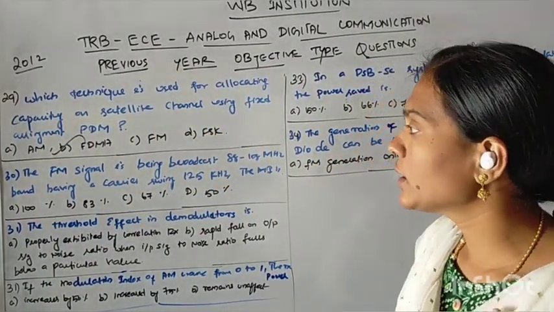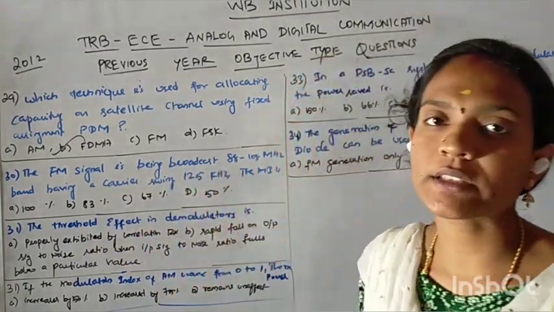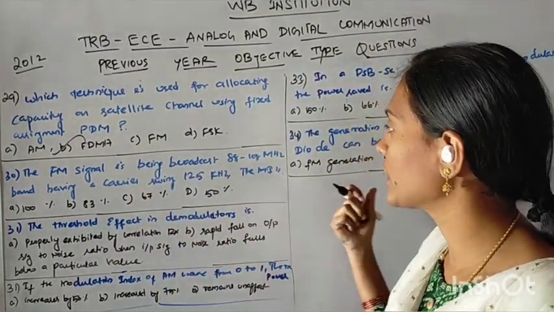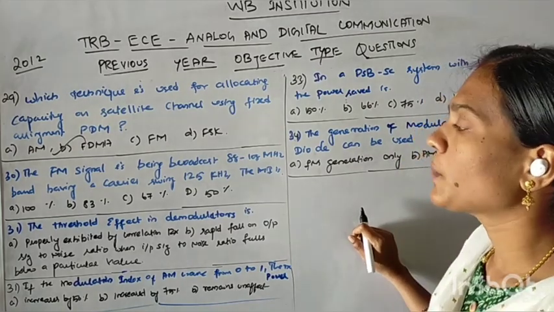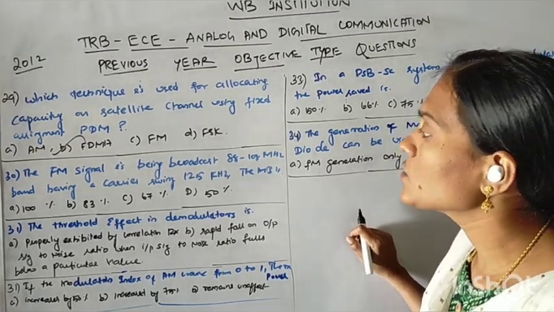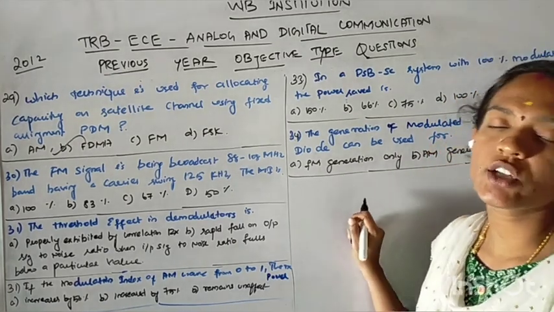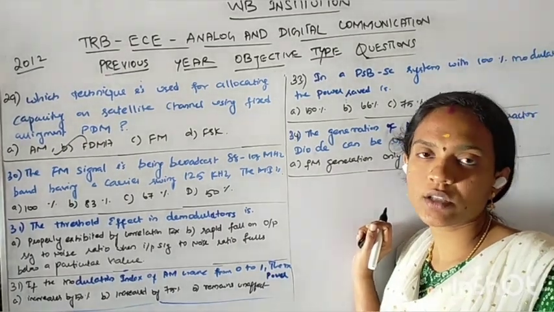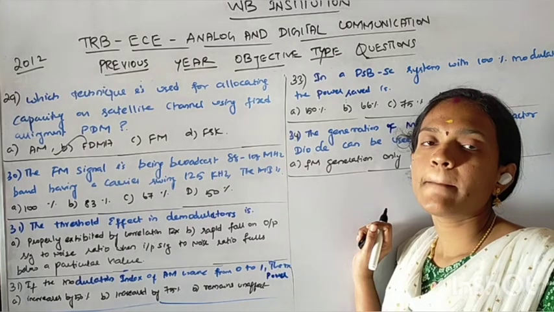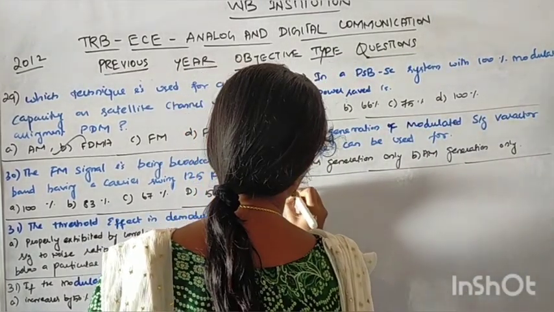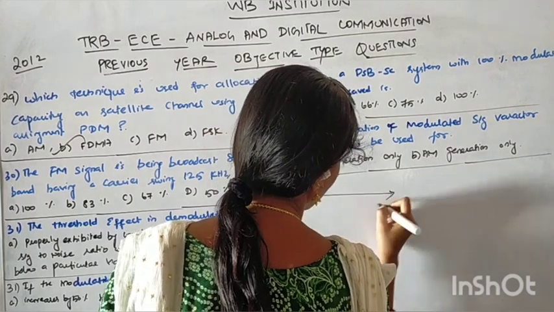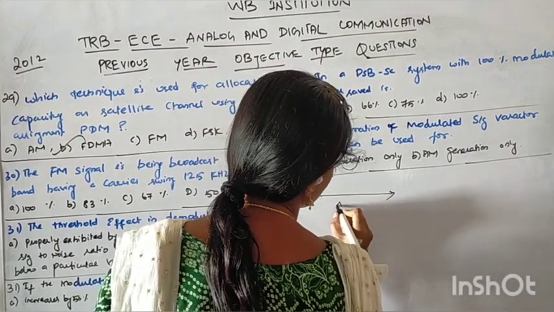So next question: the FM signal is being broadcast. The FM signal is being broadcast at 88 to 108 megahertz, with a carrier swing of 125 kilohertz. They have asked for the modulation index. The modulation index is represented as beta. Consider this is the frequency, del f.